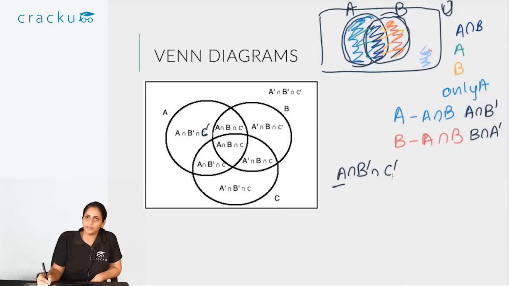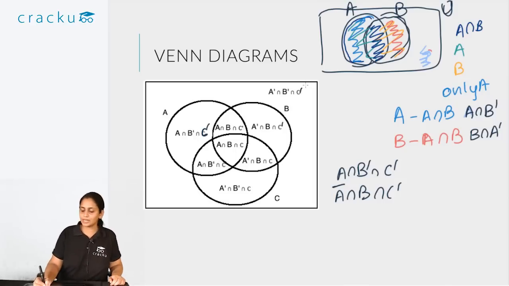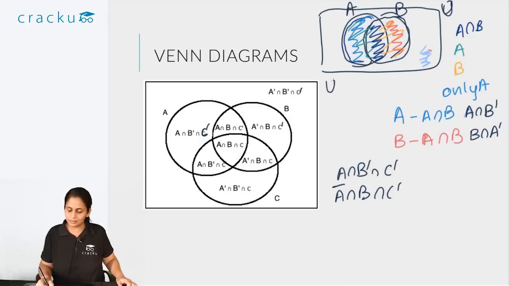When you say part of A and B but not C, you have A and B and C dash. So this is how you should define that. A and B and C is the center part. A and C but not B is A and B dash and C. Only C is A dash and B dash and C. Not part of A but part of B and C is A dash and B and C. Part of A and B but not C is A and B and C dash. So essentially, A dash and B dash and C dash is the part outside this, and this is the universal set.